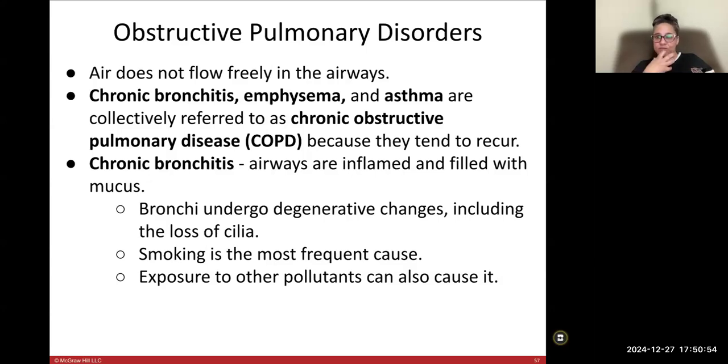Obstructive pulmonary disorders, when the pathway is obstructed, when air does not flow freely in the airways. Chronic bronchitis, emphysema, and asthma are all collectively referred to as chronic obstructive pulmonary disease, or COPD, because they tend to recur. Chronic bronchitis, airways are inflamed and filled with mucus. The bronchi can undergo degenerative changes, including the loss of cilia. Smoking is the most frequent cause, but exposure to other pollutants can also cause it.